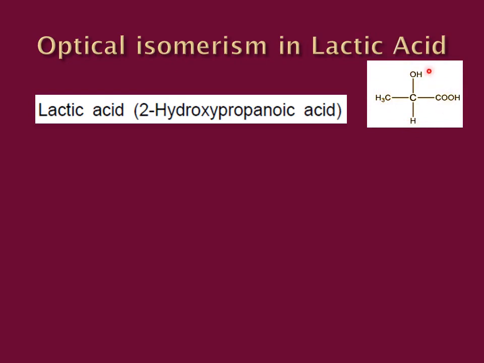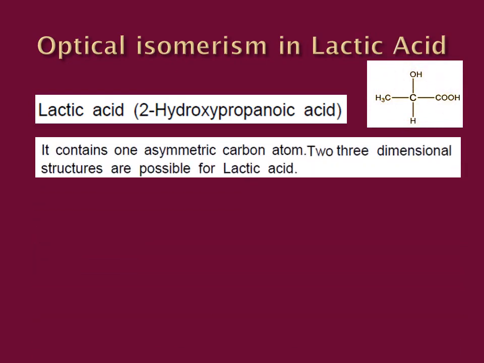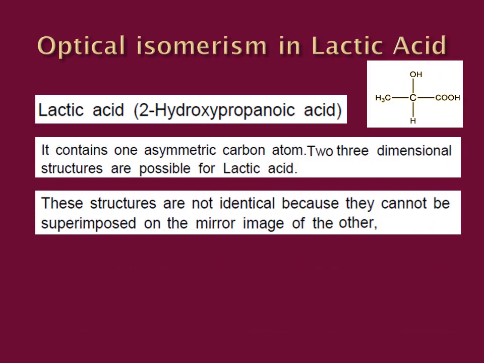2 three-dimensional structures are possible for lactic acid. These structures are not identical because they cannot be superimposed on the mirror image of one another. Such non-superimposable mirror images are called enantiomers.